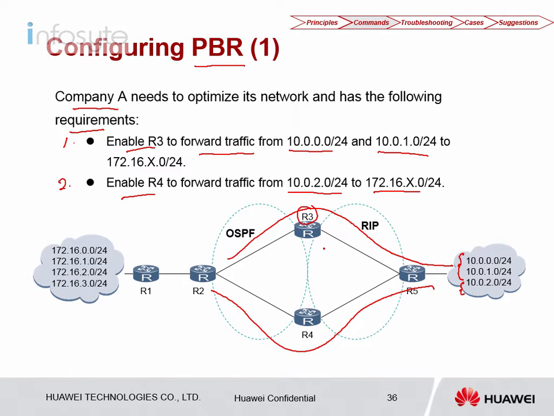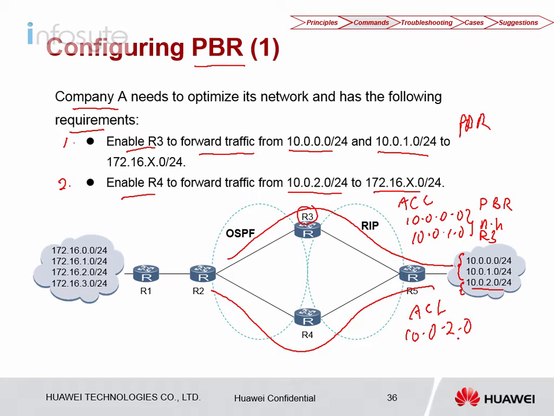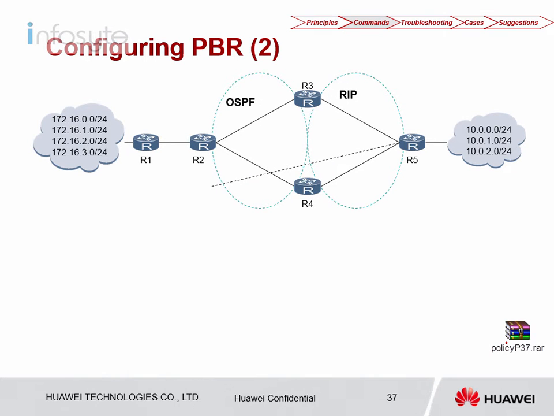And for us to do that, we have to use the PBR. Now firstly, for the PBR, we have to configure ACL to match 10.0.0.0 and 10.0.1.0. Once we match the ACL, we are going to configure the policy-based routing and apply the next hop to R3. And same goes for the 10.0.2.0. So we have to configure ACL 10.0.2.0. All right, we match it, and if we match the source, then the next hop is router 4. And for us to do that, let's look into the solution here.